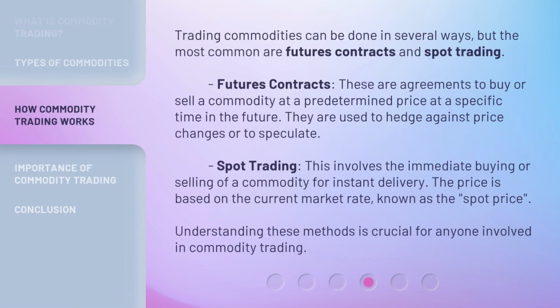Trading commodities can be done in several ways, but the most common are futures contracts and spot trading. Futures contracts. These are agreements to buy or sell a commodity at a predetermined price at a specific time in the future. They are used to hedge against price changes or to speculate. Spot trading. This involves the immediate buying or selling of a commodity for instant delivery. The price is based on the current market rate, known as the spot price. Understanding these methods is crucial for anyone involved in commodity trading.